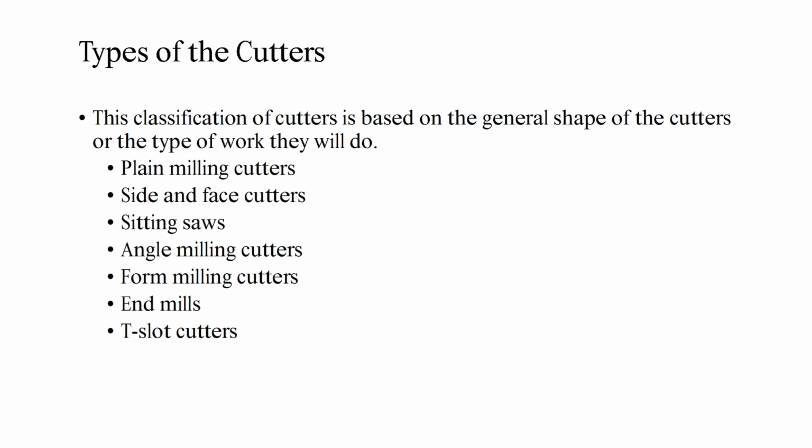Now let's meet the tools that do the actual cutting, the types of cutters. This classification of cutters is based on the general shape of the cutters, or the type of work they will do. We have plain milling cutters, side and face cutters, slitting saws, angle milling cutters, form milling cutters, end mills, and T-slot cutters. Let's understand each of these cutters in more detail.